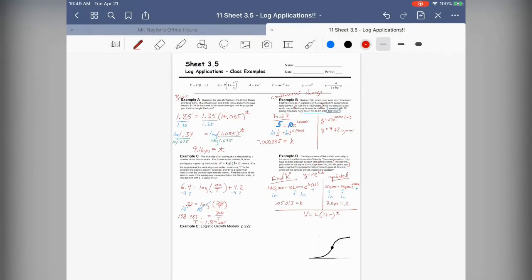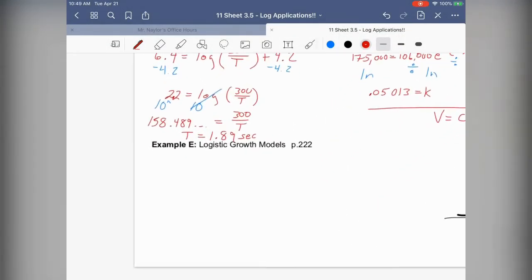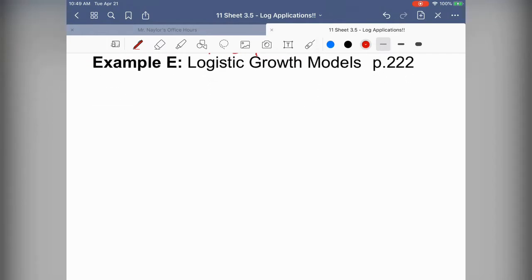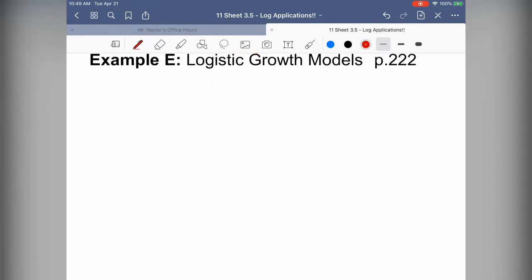Now, our last example you may find to be most intriguing. Not only is it new, but it also relates to something that we've all experienced over the past couple months. I'm going to be looking at logistic growth models using the book on page 222. I do encourage you to get a book if you don't have it right now, because not only are we going to do a little reading, but we're going to look at a diagram and even use the example that's on that page.